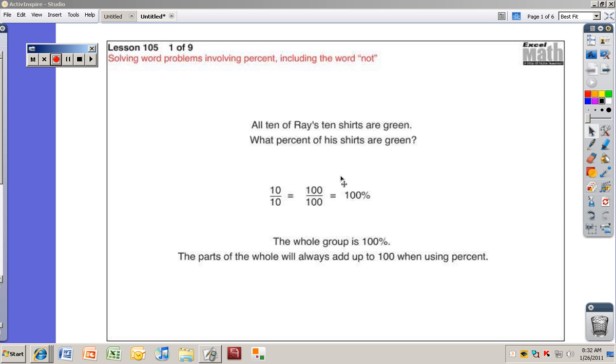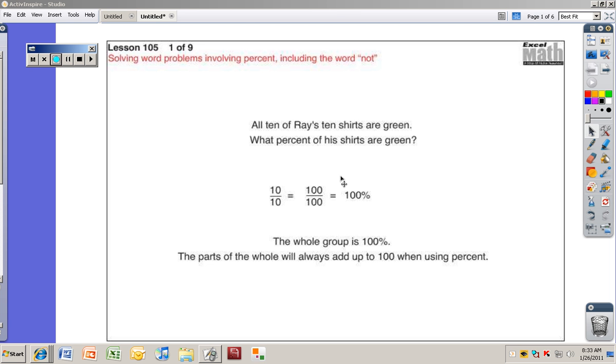Sixth grade Excel, lesson 105, solving word problems involving percent, including the word not. All right, so you need to understand percents already in order to solve these, and we're going to be flipping things around to find out what percent is not a certain thing.